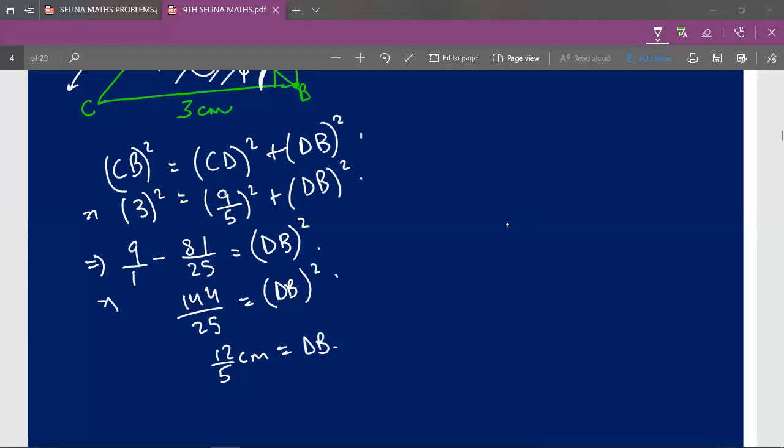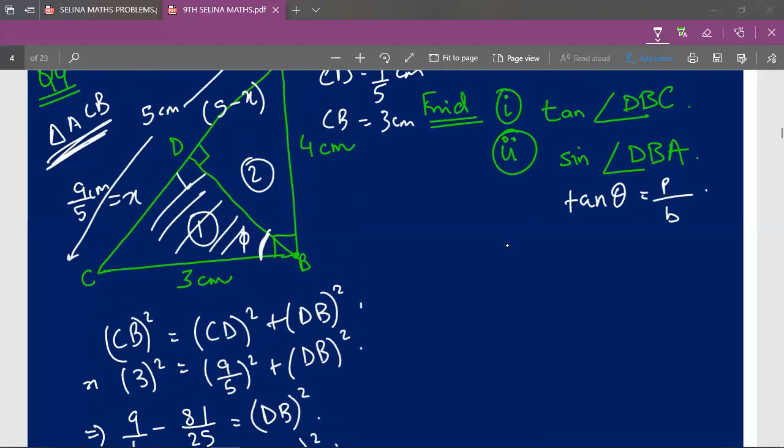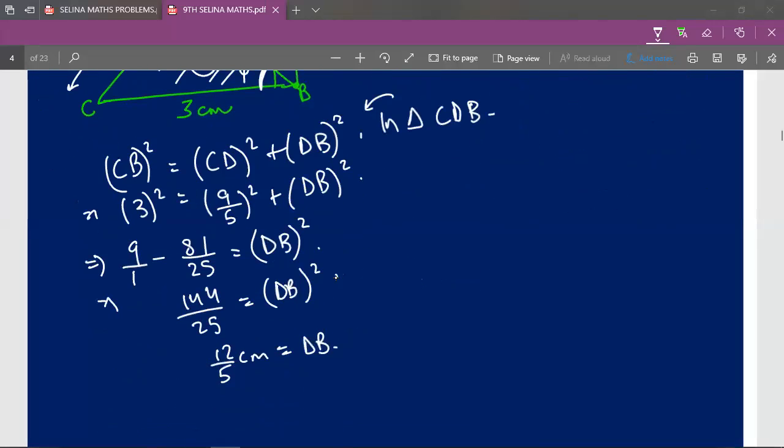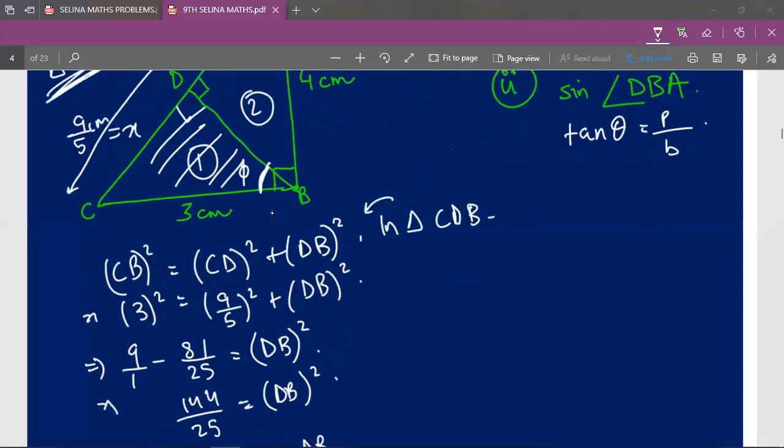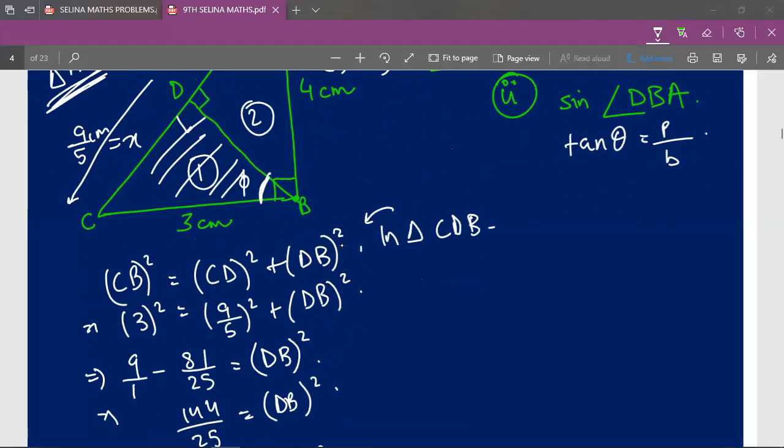Okay, so I hope you copied all those formulas that I displayed earlier. And what I have in front of me is the answer to the first part. That is, in triangle CDB, I have removed the base. Finally. So CB whole square is equal to CD whole square plus DB whole square. And in Pythagoras theorem, this translates to h square is equal to p square plus b square.